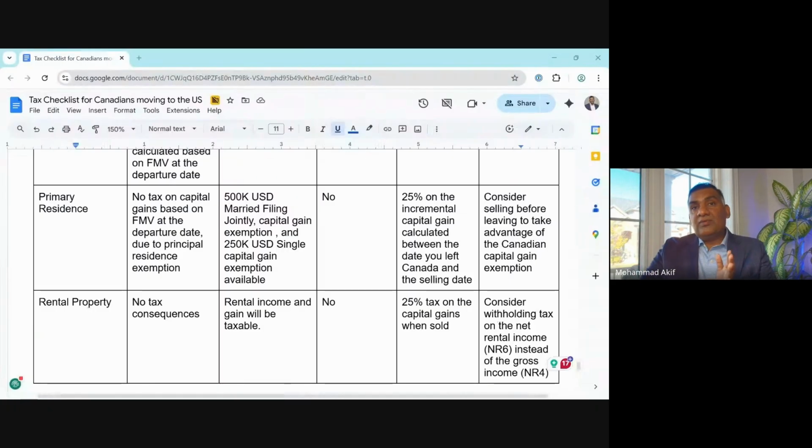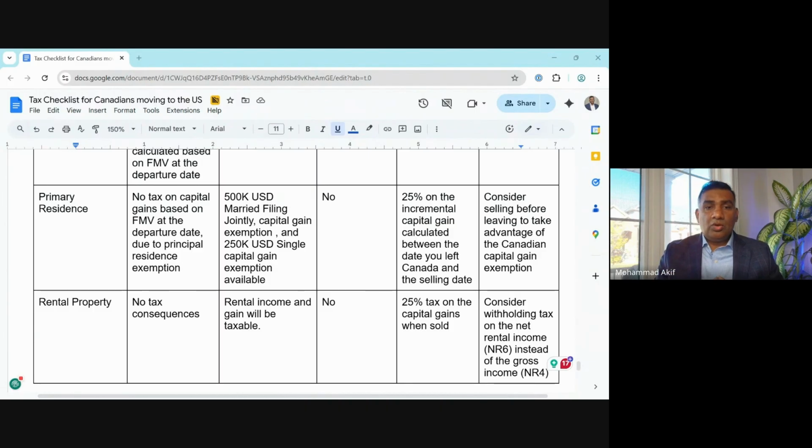If I have not covered anything on these lists, make sure you send us an email, info@akifcpa.com, and we'll gladly help you. Of course, this is all general. If you have a specific tax situation and you want to talk to us, send us an email too. I will gladly get on a call, do a consultation too, and really plan with you, help you simplify this.